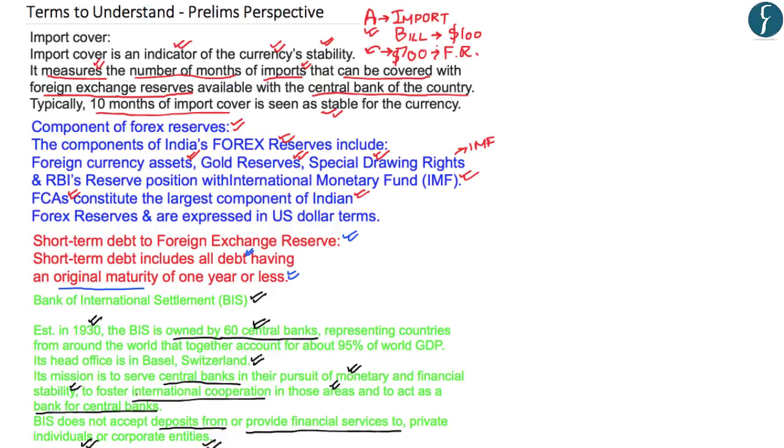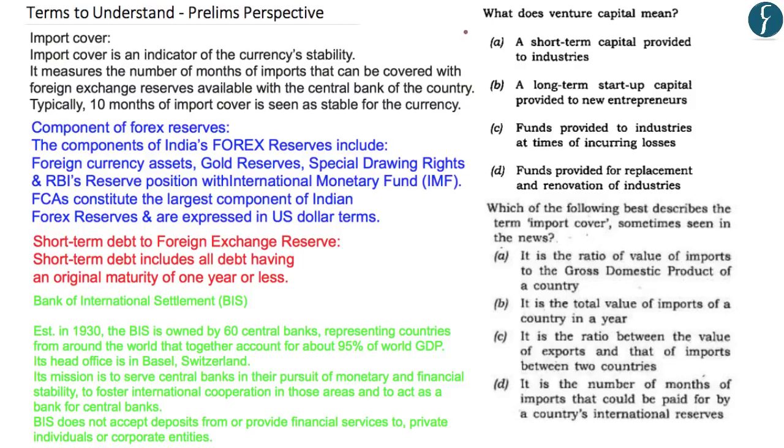Now, hopefully up till here you've understood as to what is import cover, and moreover you also understand as to what are the components of India's forex reserves. You also understand as to what is meant by short-term debt, and lastly you also understand the features of the Bank of International Settlement. Now, questions have been asked in your prelims examination that are focused on the understanding of static terms of economics, wherein the first question was asked in the prelims of 2014, which had asked as to what does venture capital mean, while the second question was asked in the prelims of 2016, which had asked as to what does the term import cover mean.